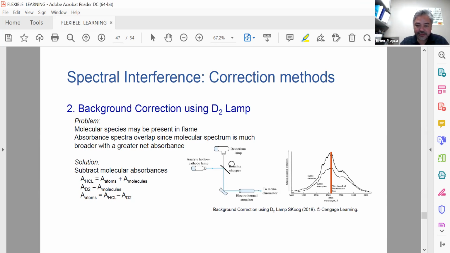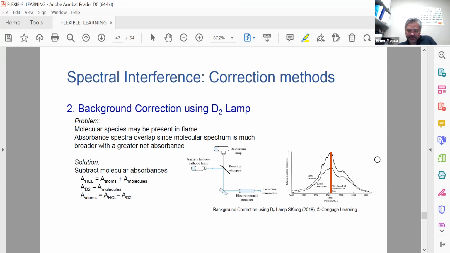So if you're going to look at this, you pass through the electrochemical analyzer and you have there your monochromator. So you could see here calcium hydroxide emission. Okay, so the difference that we have there: the absorbance from the hollow cathode lamp is equal to the absorbance of both the atoms and the molecules. So what you do, you get a signal from the deuterium, you correct it, you subtract it from the overall signal from the hollow cathode lamp, and you can get the absorbance of the atom.